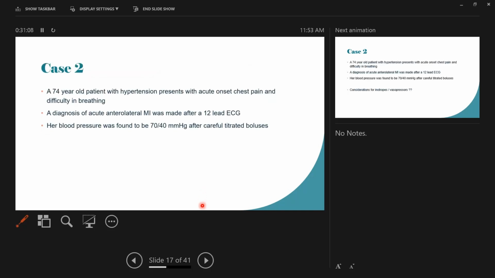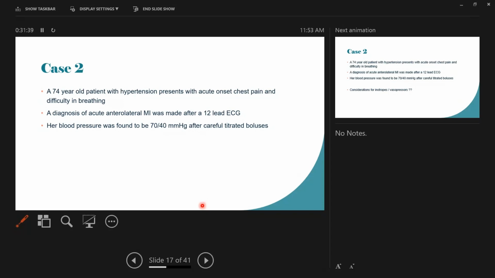Okay, so this is your second case, in a simple form. It's a 74-year-old patient with hypertension who presents with acute onset chest pain and difficulty in breathing. You do a 12-lead ECG and diagnose an anterolateral MI in this patient. Then you give some careful titrated fluid boluses, but still the blood pressure is found to be low. Okay, so would you consider this as a shock?